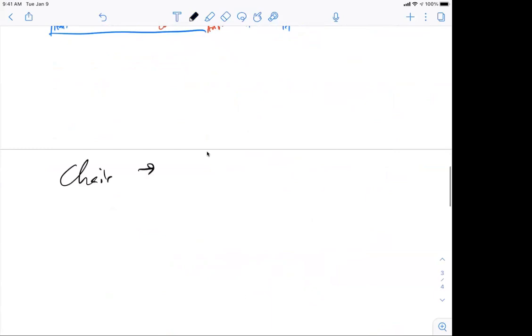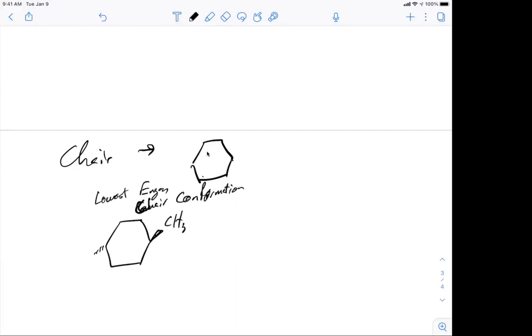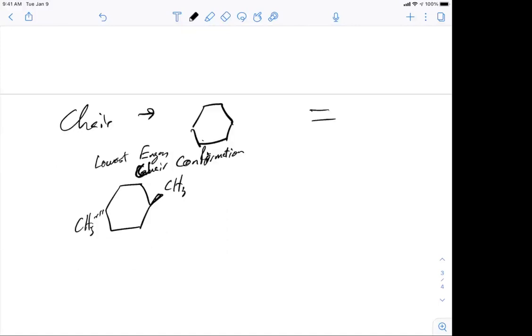With cyclohexanes. So if we think about cyclohexanes, they want to form the most stable. So take some time and draw me the chair conformation, the lowest energy, for this compound. And if you don't remember, that's what the chair conformation looks like.